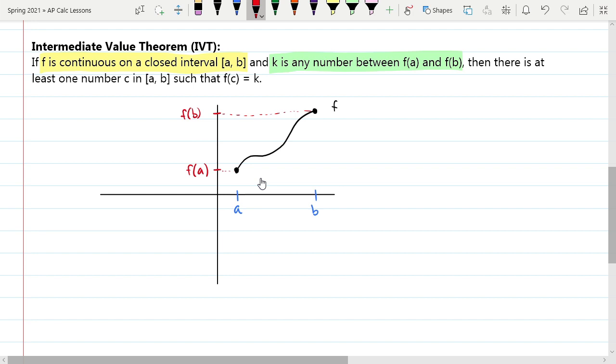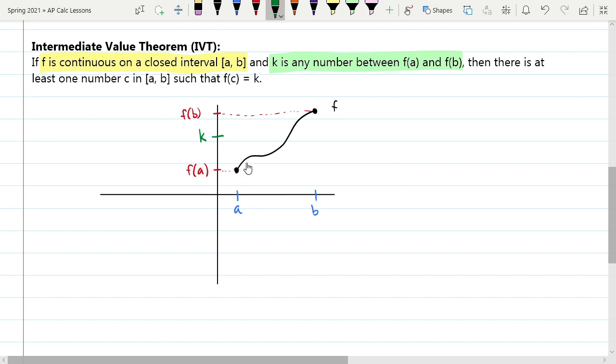And it says that k is any number between those. So I'm just going to find any space in between f of a and f of b, and that's going to just be my sample k. All right, so this picture now illustrates both of the conditions for this theorem.